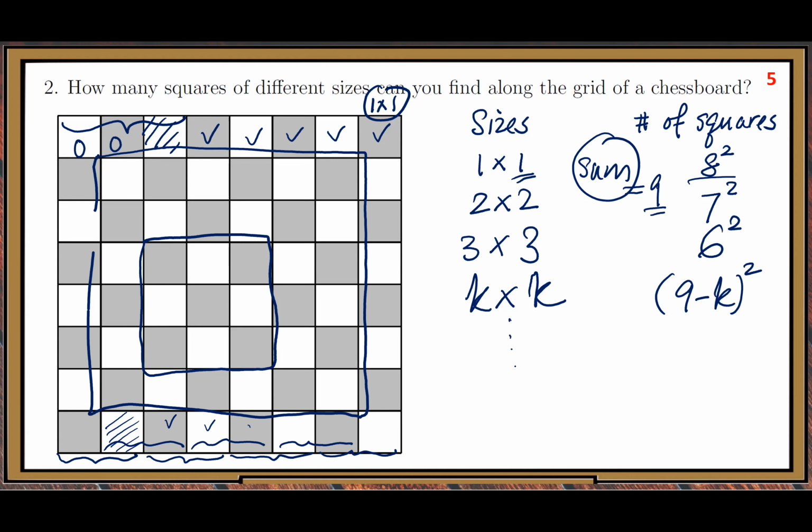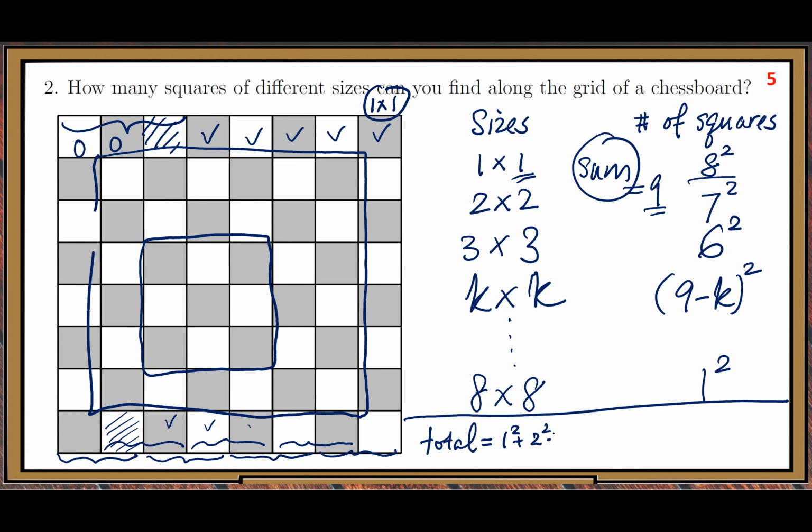All right, the last one, 8 by 8, 1 square. Okay, so then what's the total? Total number of squares: 1 squared plus 2 squared plus dot dot dot plus 8 squared. That's the solution.